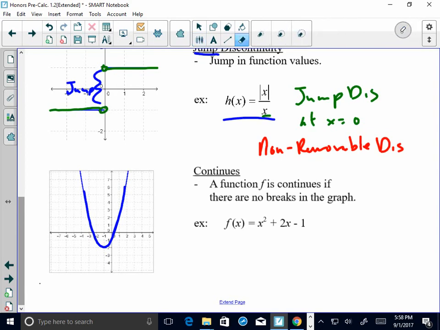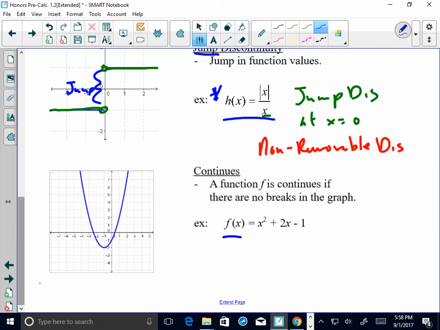Now, for this last function, f of x equals x squared plus 2x minus 1, we're seeing a function that is continuous everywhere on the x-axis. Just looking at the equation that defines this function, we can say that there's no variable expression in the denominator, an expression with x in the denominator that could potentially give us a vertical asymptote or removable discontinuity or even jump discontinuity like we're seeing right here.